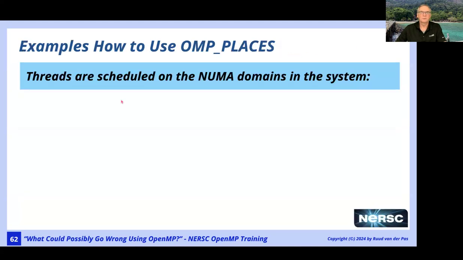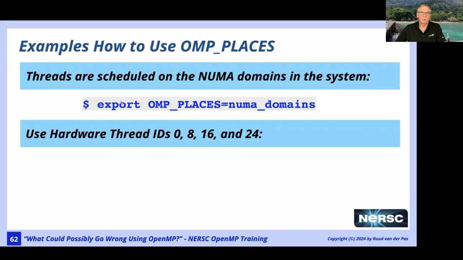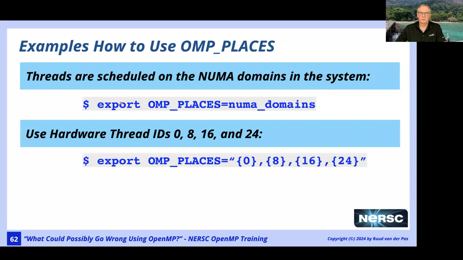So some examples: you want to schedule, just use the NUMA domains, like the nodes in my imaginary example. That's how you get it. You can optionally add a number between parentheses that restricts it to the number of NUMA domains. So you can say, well, I just want to use two NUMA domains, not all of them. Or go really low level. I want to use hardware thread IDs 0, 8, 16, and 24. That will be this definition.